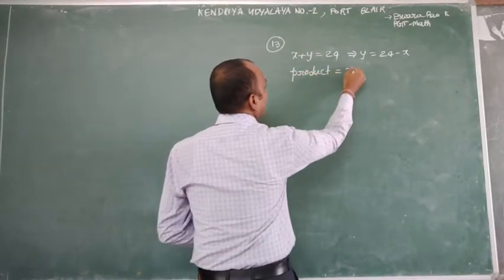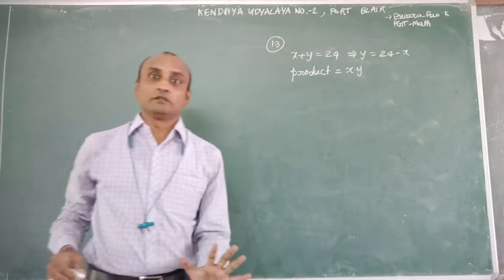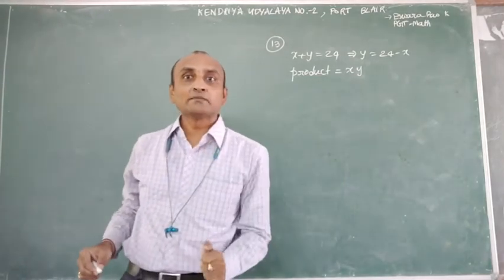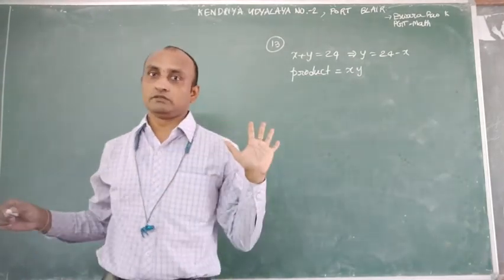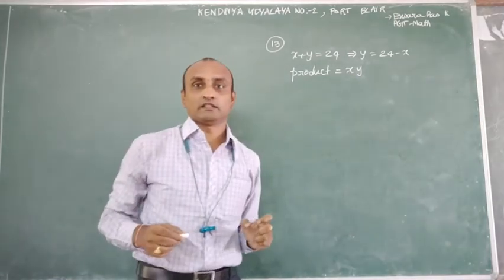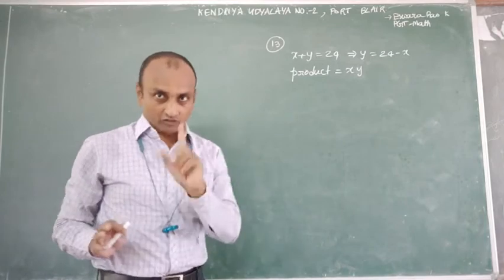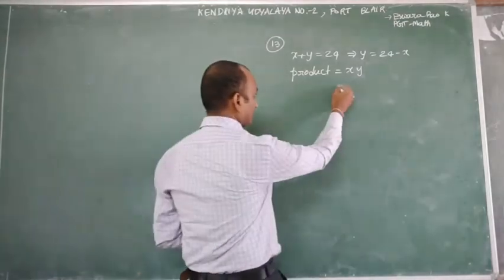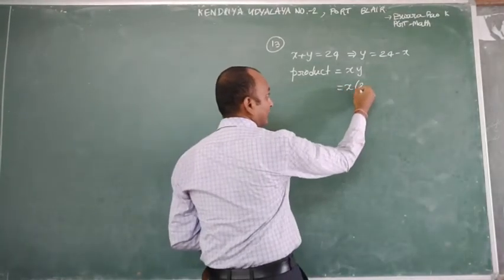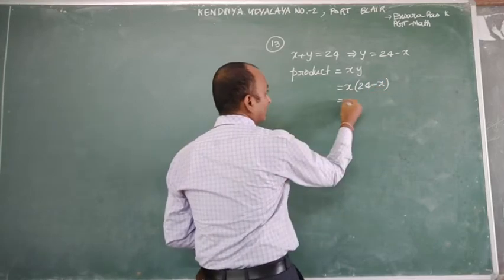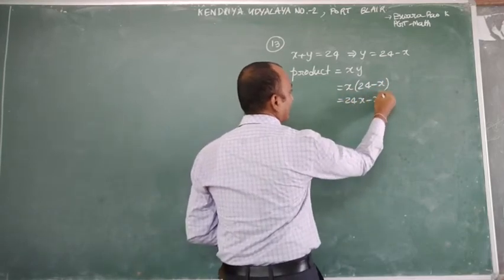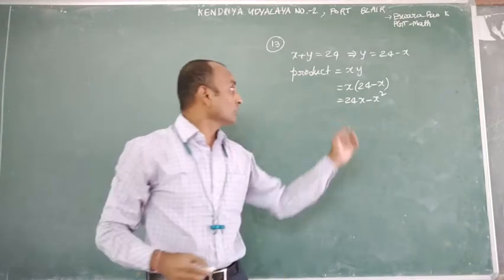In the product we got x into y, both x and y are variables. But the quantity to be maximized must be expressed in one variable. But x and y, two variables are there. So that's why the quantity to be maximized should be expressed in one variable. So how am I expressing this? x into what is y? 24 minus x. So this is equal to 24x minus x square. Now we got the product as 24x minus x square.